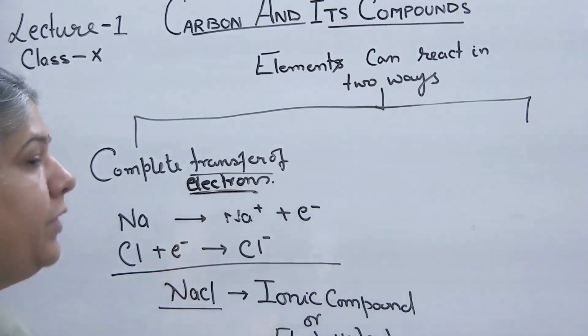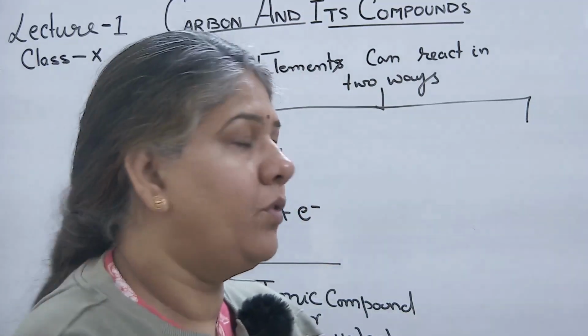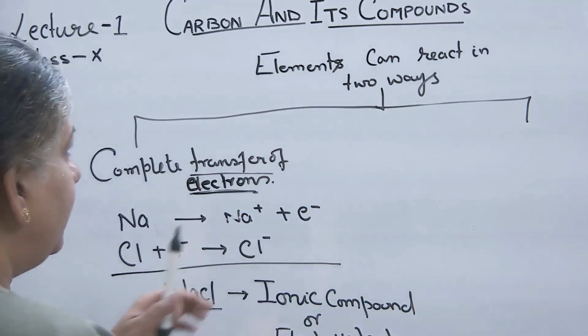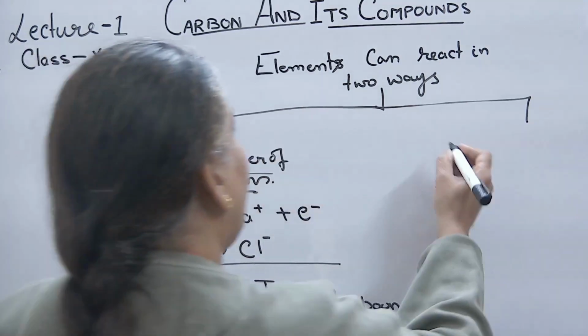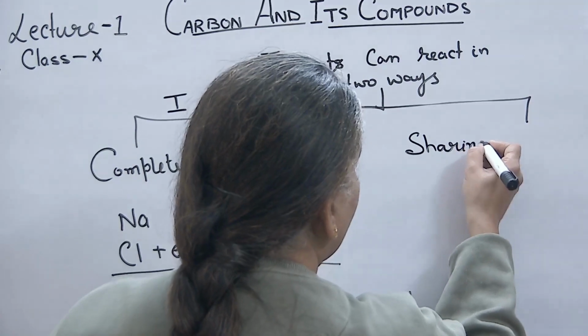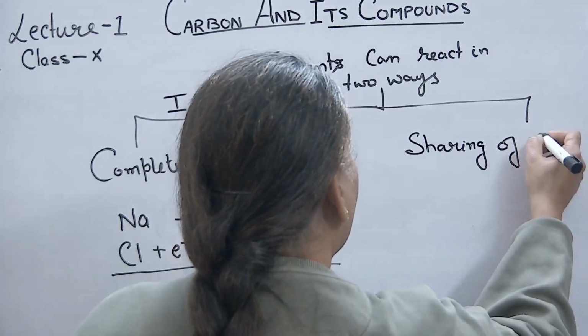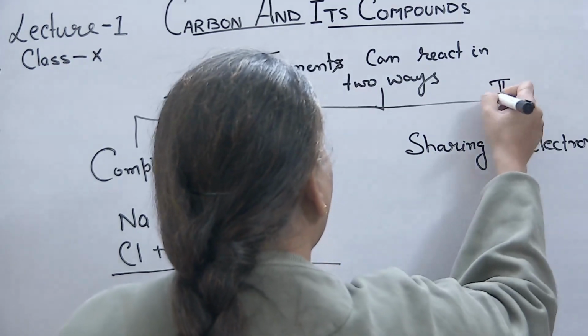Another way is by sharing electrons. So we'll see the other way. This is the first way, and the other way is sharing of electrons. This is another way of combining.